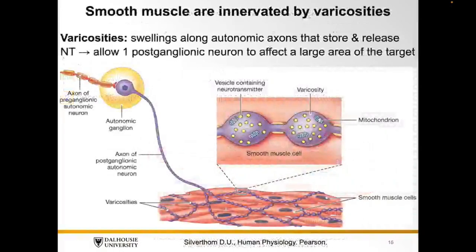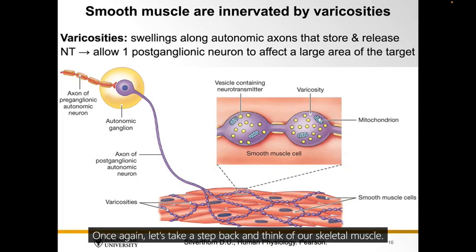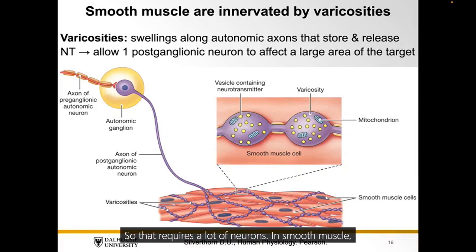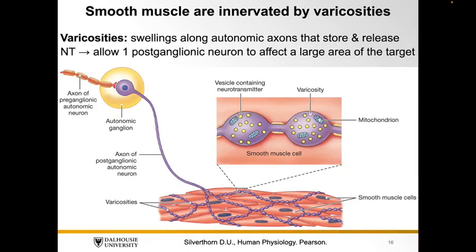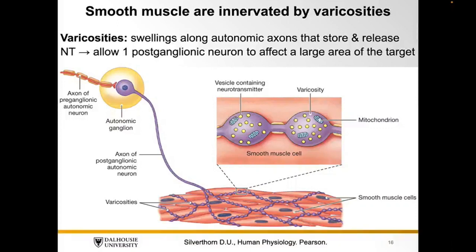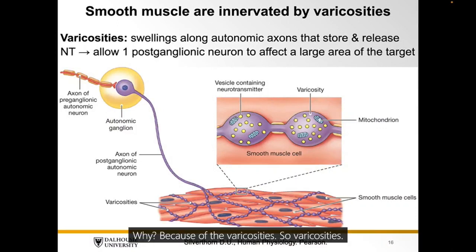The last thing I want to highlight about smooth muscle is how they receive information from the autonomic neuron. Once again, let's take a step back and think of our skeletal muscle. In skeletal muscle, you needed every single skeletal muscle cell to receive information from a motor neuron. So that requires a lot of neurons. In smooth muscle, many smooth muscle cells can receive information from the same autonomic neuron. Why? Because of the varicosities.